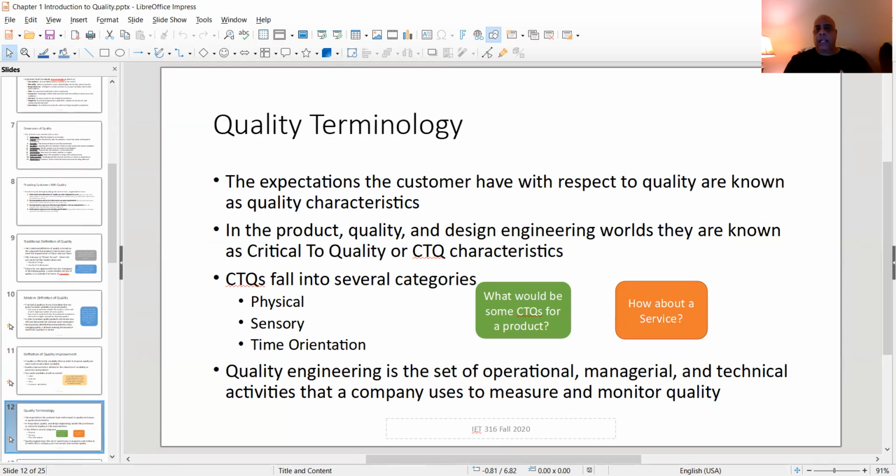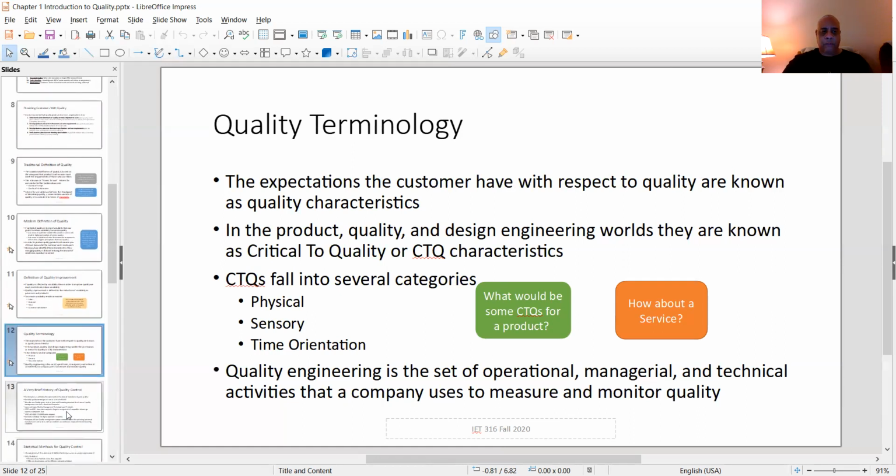In the product, quality, and design engineering worlds, they are known as critical to quality, and you're going to see the acronym CTQ. CTQ is critical to quality characteristics. CTQs fall into categories: physical, sensory, time, orientation. So what would be some CTQs for a product? How about a service? Well, when we deal with QE, which is quality engineering, it's the set of operational, managerial, and technical activities that a company uses to measure and monitor quality.